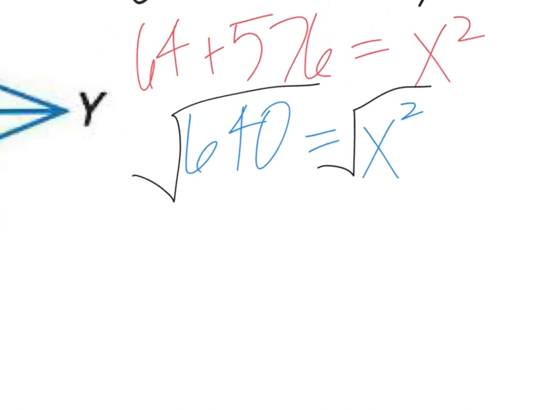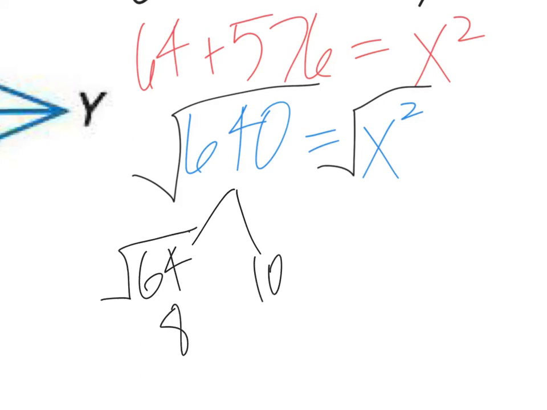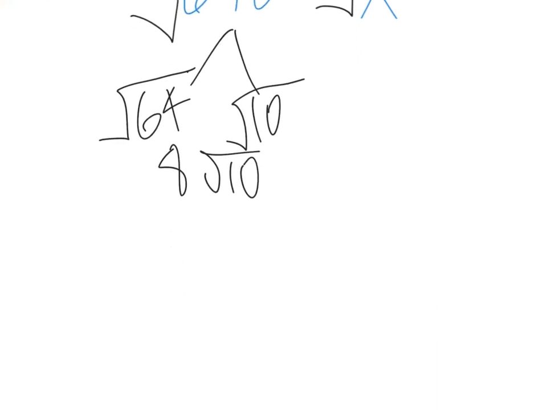If you're going to simplify the radical, you got to think what two numbers multiply to get 640, and one of those needs to be a perfect square or be square rootable. And so you want to think of the biggest numbers possible. For me, that's 64 and 10. You can take the square root of 64, that's 8. But the square root of 10 is just some decimal, so that stays behind. So the answer is going to be x equals 8 square root 10.